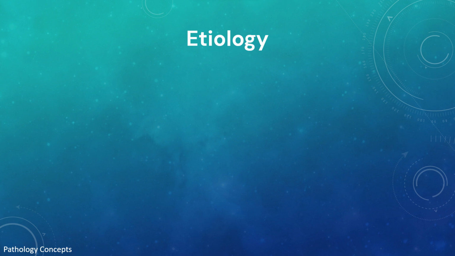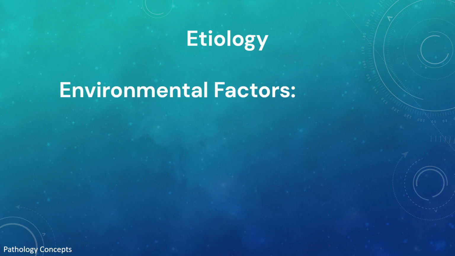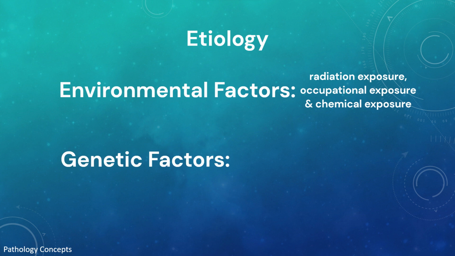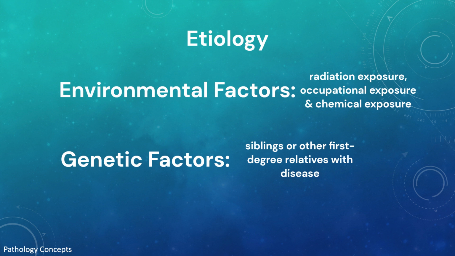The etiology of plasma cell neoplasm is not known, but possible risk factors include environmental factors such as radiation exposure, occupational exposure including agriculture, chemical, metallurgical, rubber plant, pulp, wood, paper, etc., and chemical exposures including formaldehyde, epichlorohydrin, Agent Orange, hair dyes, paint, sprays, asbestos, etc. Genetic predisposition is also a factor. Patients with siblings or other first degree relatives who have one of these diseases are more likely to develop it as well.